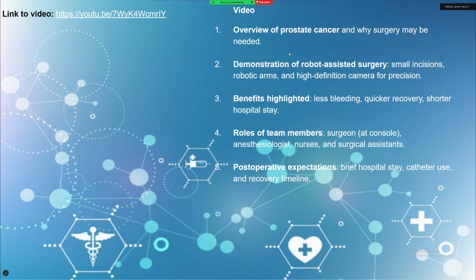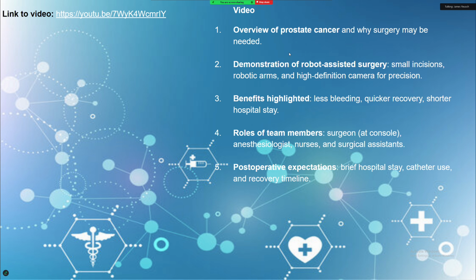In this section, we'll talk more about prostatectomy, and why it might or might not be needed, particularly in cases of prostate cancer. When surgery is required, one of the most advanced approaches is robotic-assisted surgery. This technique uses small incisions and robotic arms, which the surgeon controls while sitting at a console.